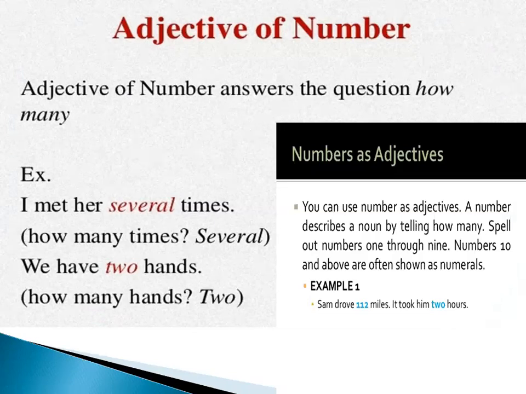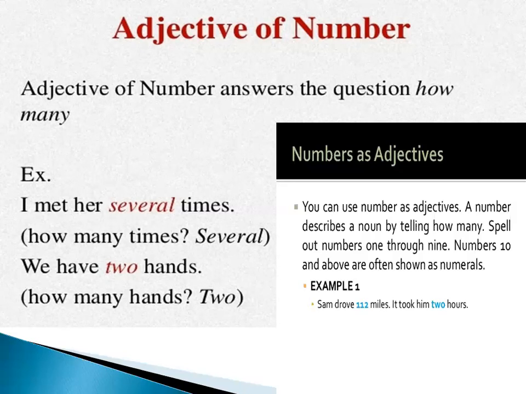How much means the quantity: 1 liter, 5 liters, 10 liters. We cannot count them. They are mass nouns, or you can say uncountable nouns. But in numbers we talk about how many, the count nouns, the countable nouns. Countable things. Adjective of number answers the question how many.